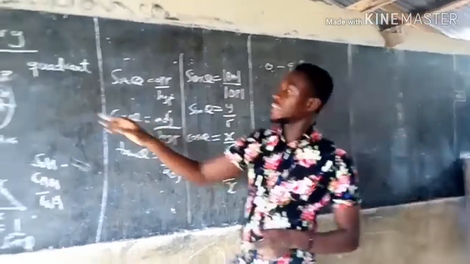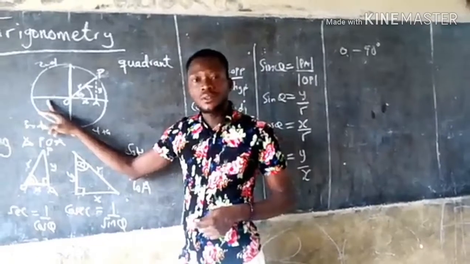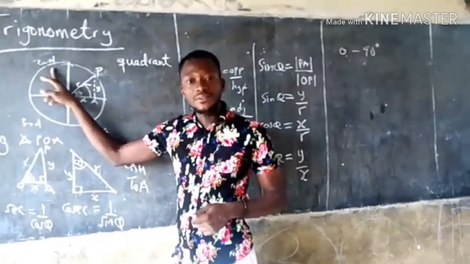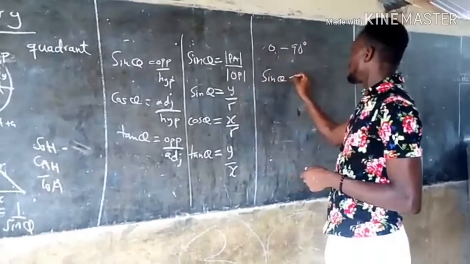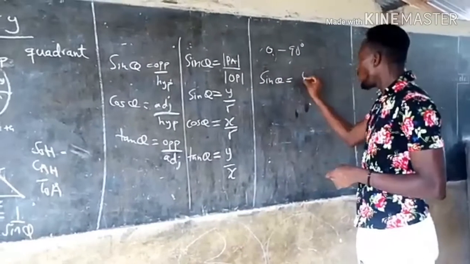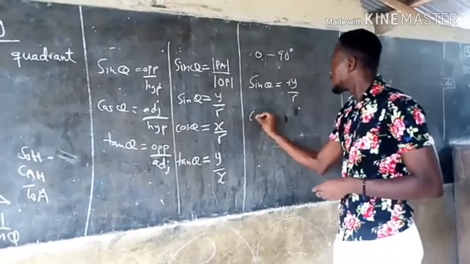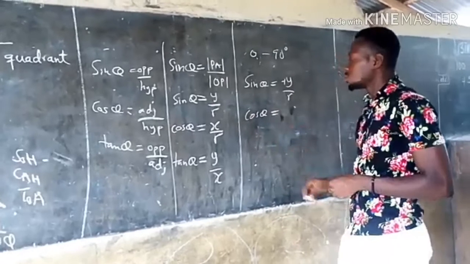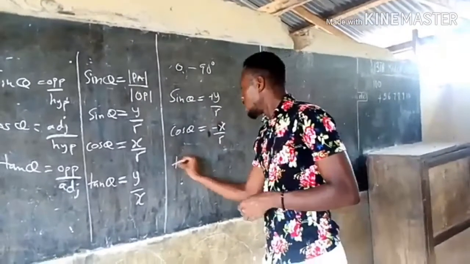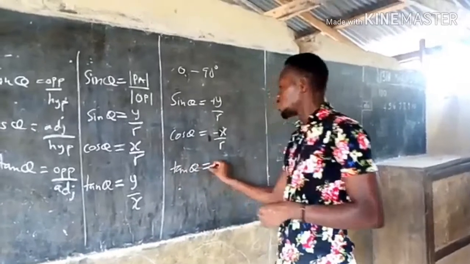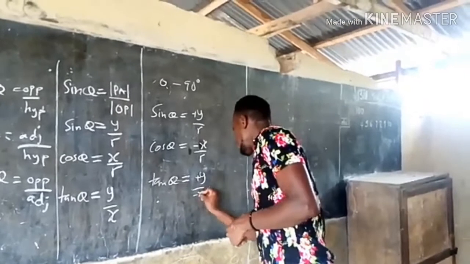Let's move to the second quadrant. In the second quadrant, x is negative and y is positive. So from here, we are going to have sine theta equal to y, which is positive, over R. Cos theta will be equal to x, which is negative, over r, and tan theta will be equal to y, positive y over negative x.